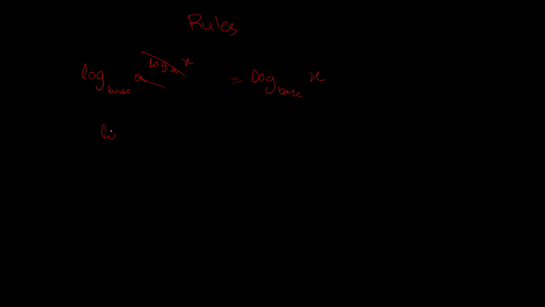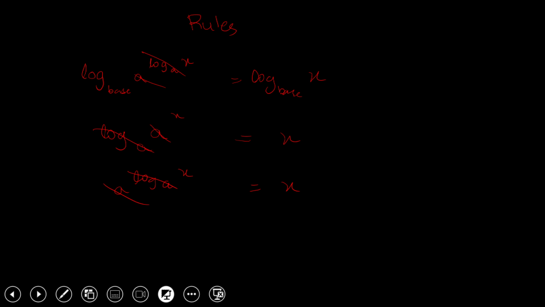Similarly, if you had log base a of a to the x, the log of a and a is equal to 1, so both of these things cancel out, and you get the answer as x. So whether it's a to the log a or log a to the a, they both cancel out, and the answer is simply x. Now this rule is very important when you're simplifying logarithms.